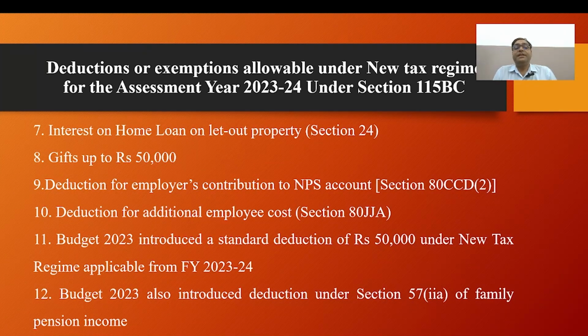And point 11 is 2023-24, which will be discussed here in the budget. You are eligible for tax exemption under the new tax regime with effect from 2023, as introduced in the budget. The standard deduction is only 50,000 here. It will be under section 57, clause 2A.